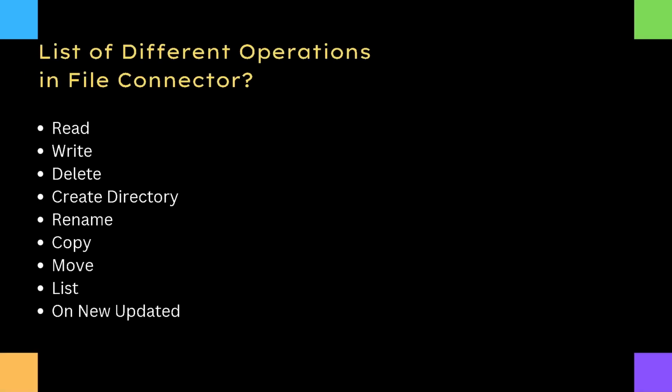So guys, these are the list of different operations which we are going to perform in Anypoint Studio as a part of file connector: read, write, delete, create directory, rename, copy, move, list, and on new or updated file. These all operations we will perform one by one. Okay, so let's move to the next slide. Let's go to the Anypoint Studio and start with the POCs.